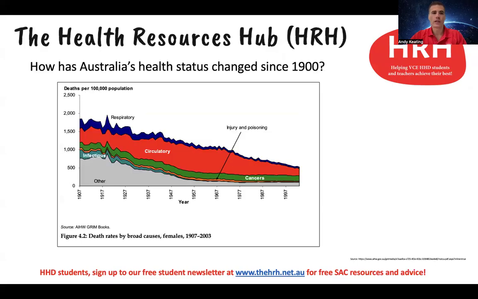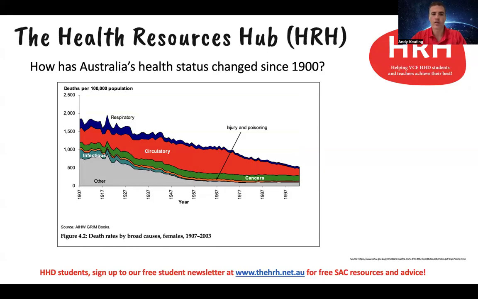Okay, so you can see here that this is an example of some data. You could be presented with some data at the start of a question in, say, a SAC or at the end of your exam. You could also just be asked to list or provide an example of an improvement in Australia's health status, but it's likely you'll be presented with some data and asked to interpret that. Whenever looking at a graph like this, you should always spend some time looking at the title and the axes and any keys and units. This one is looking at deaths per 100,000 in the population from 1907 to 2003.